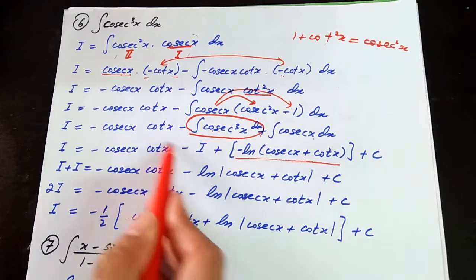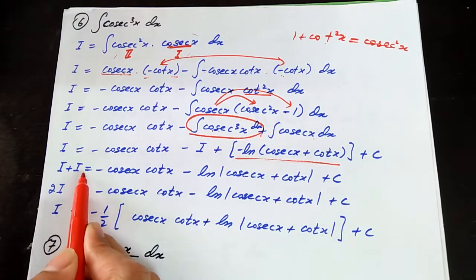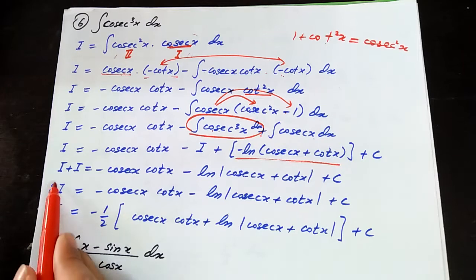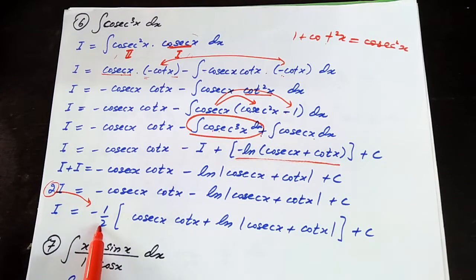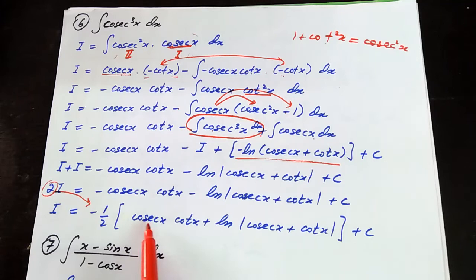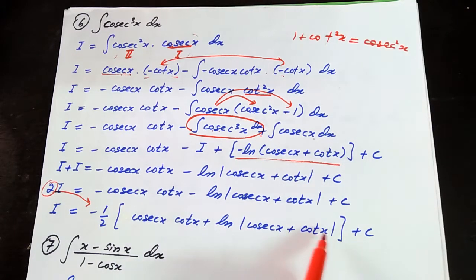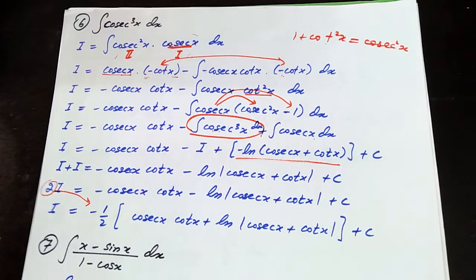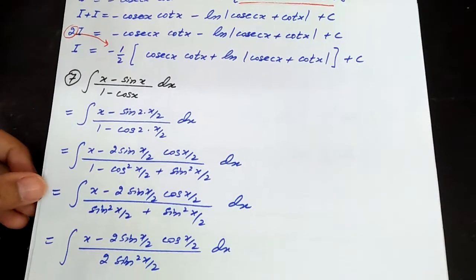Now minus I will go on the left side. This will become I plus I, that is 2I, and now 2 will go here in the division. So we got minus 1 by 2 cosecant x cot x plus ln of cosecant x plus cot of x, plus c. Question number 7.